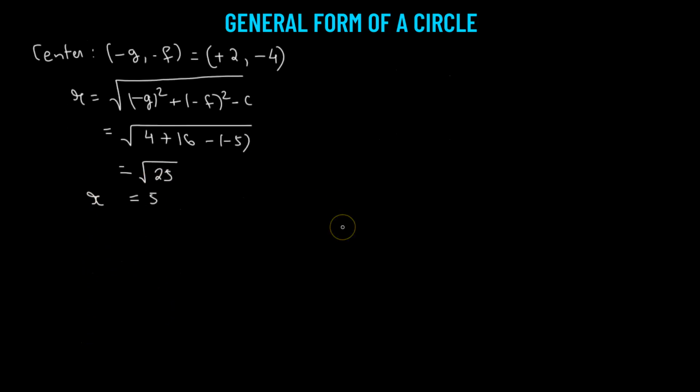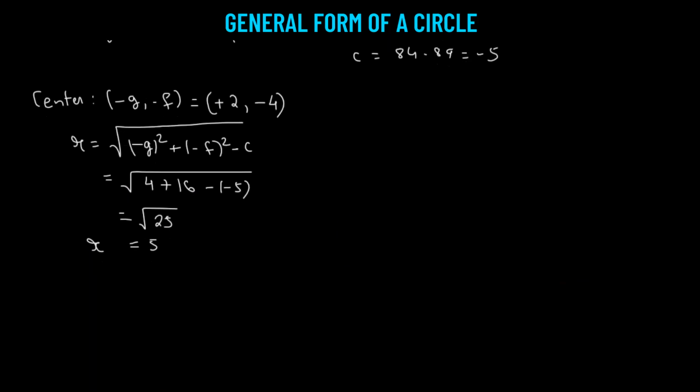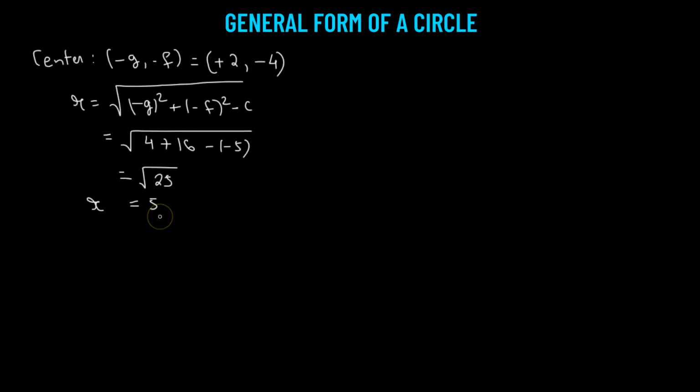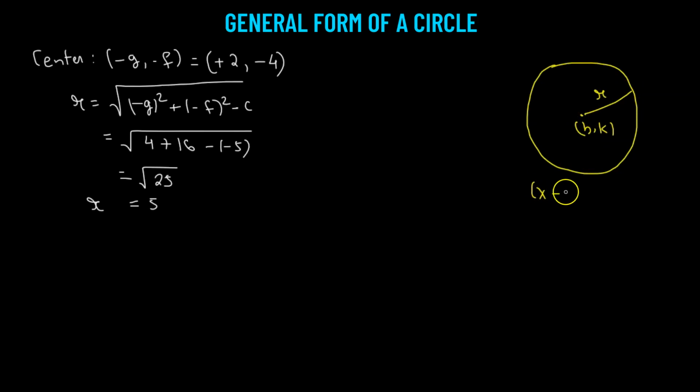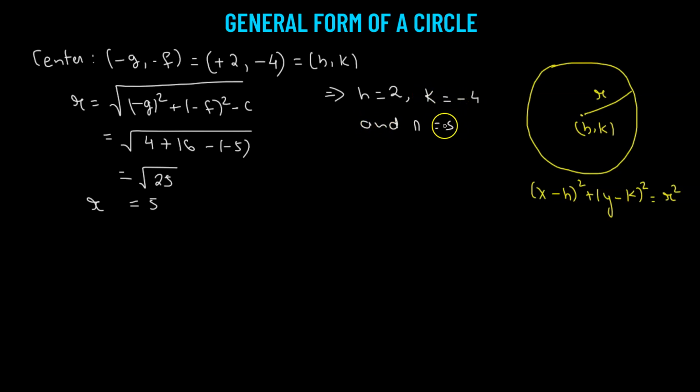So finally we have the circle: a circle whose center has the coordinate (2, -4) and the radius is 5 units. To find the equation of the circle, we'll use the standard form of a circle. Meaning, if we have a circle whose center is given by the coordinate (h, k) and has a radius of r units, then the standard form is given by the equation (x minus h) whole squared plus (y minus k) whole squared equals the square of the radius. Now, in our case, h comes out to be positive 2 and k comes out to be negative 4, and we have already found the radius, that's 5 units.